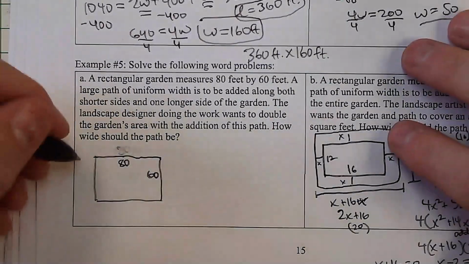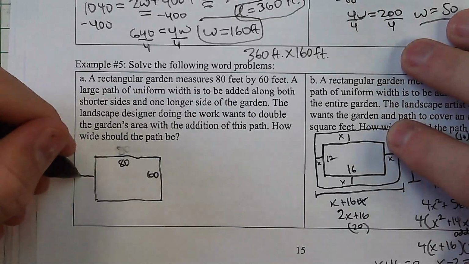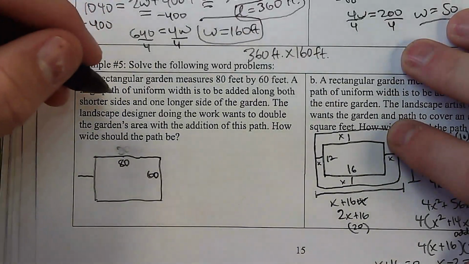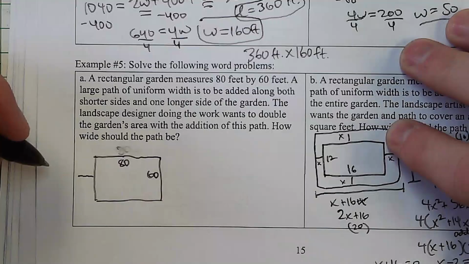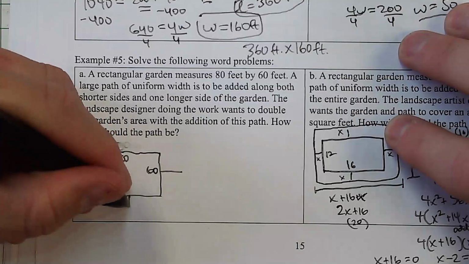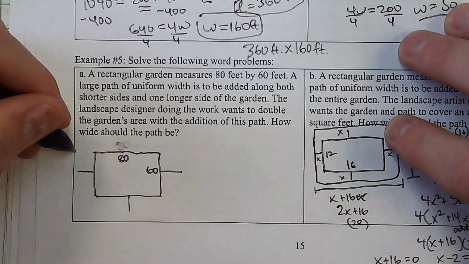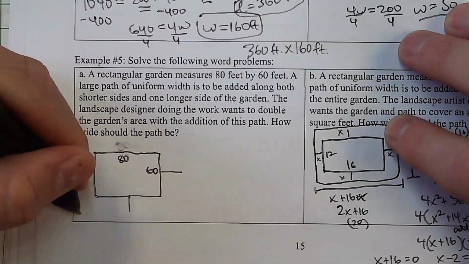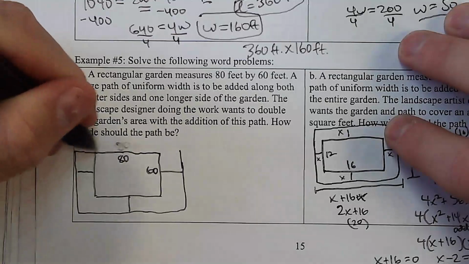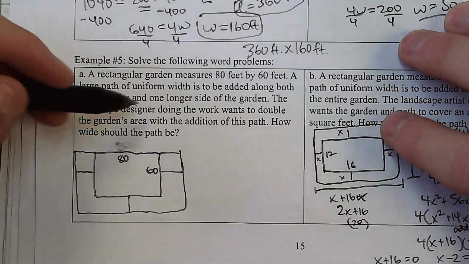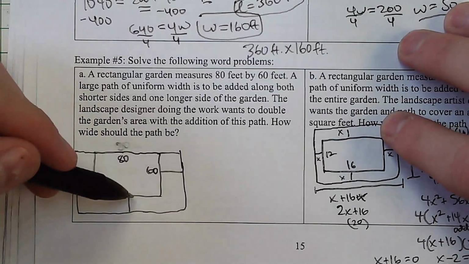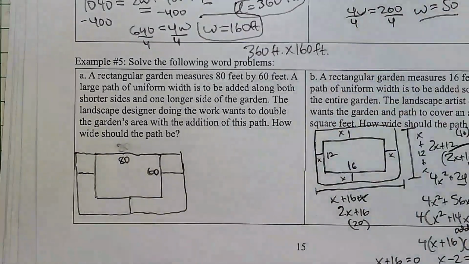So large path along the shorter sides. So I'm going to add a path to the shorter sides and one longer side of the problem. That's stressful. So I'm adding a path to the shorter sides and one longer side, but not both. So they're wanting it to be like this. Do y'all see why I'm not doing both longer sides? Because they said just one longer side and the two shorter sides.